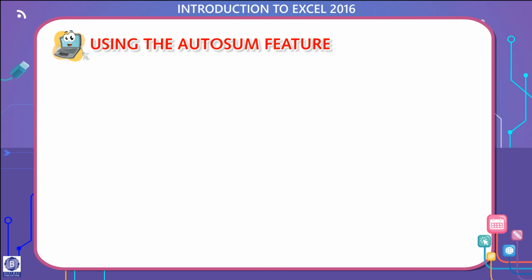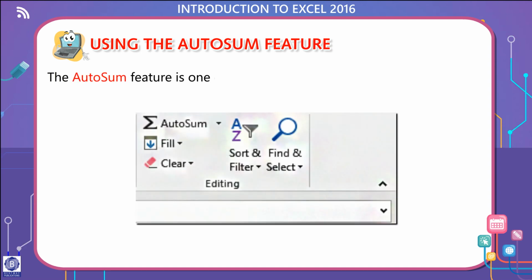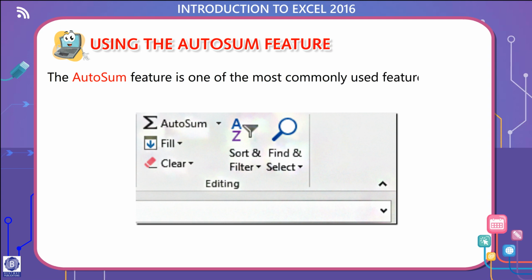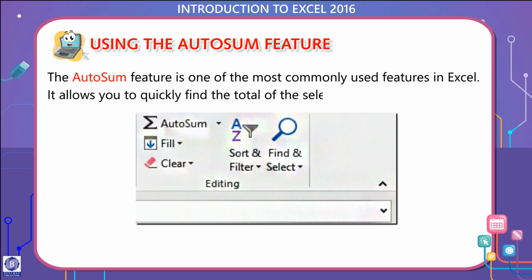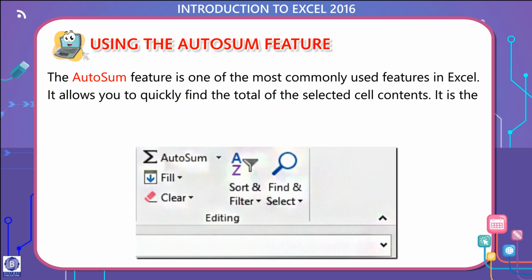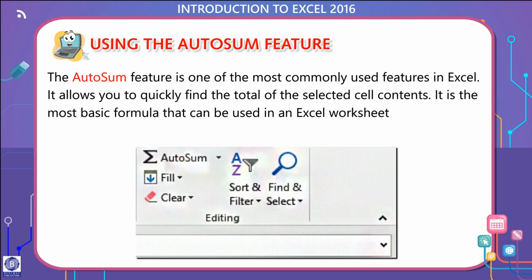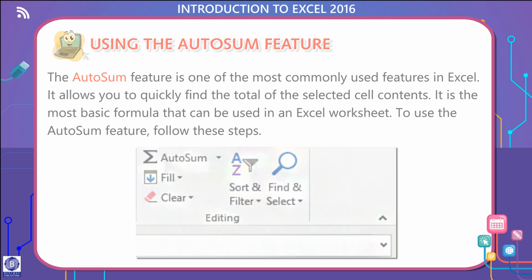Using the AutoSum feature. The AutoSum feature is one of the most commonly used features in Excel. It allows you to quickly find the total of the selected cell contents. It is the most basic formula that can be used in an Excel worksheet. To use the AutoSum feature, follow these steps.